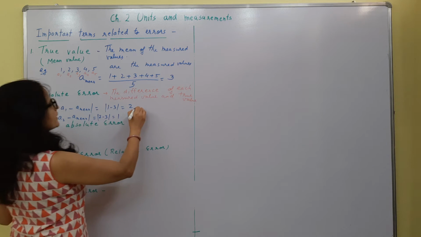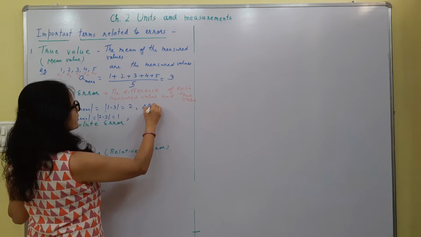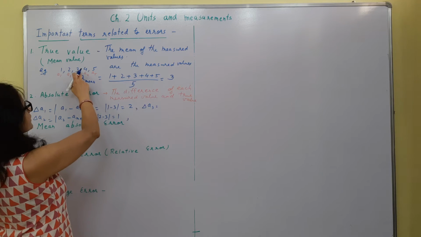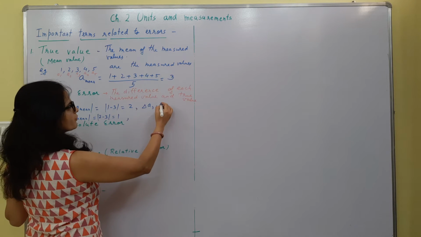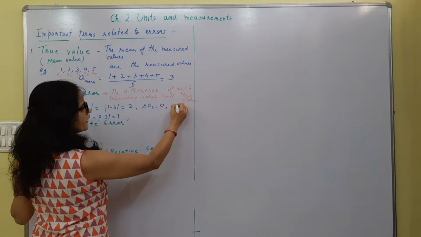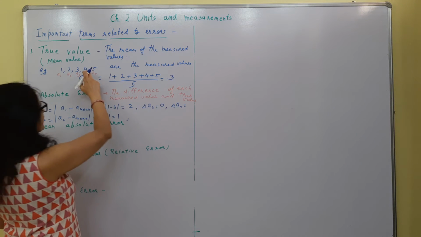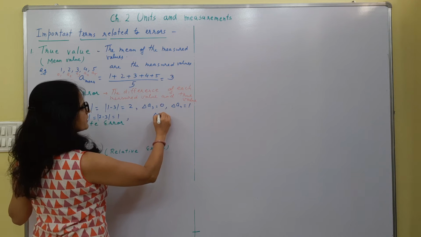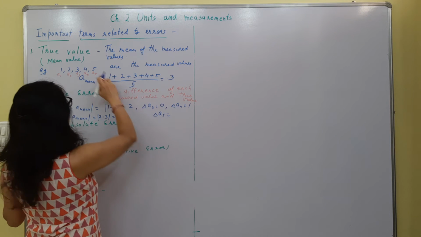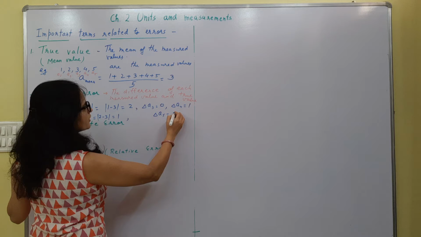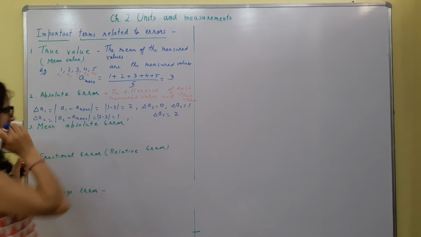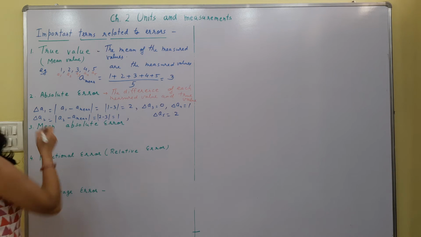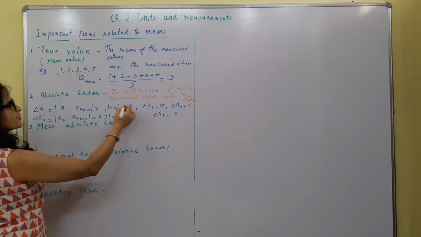Similarly, delta A3, third value is 3. What is the mean? 3. So difference will be 0. Delta A4, the fourth value is 4, and here is 3. 4 minus 3 is 1. And similarly, delta A5 will be the difference of this 5 and 3. So this is 2. So I have these absolute error values.